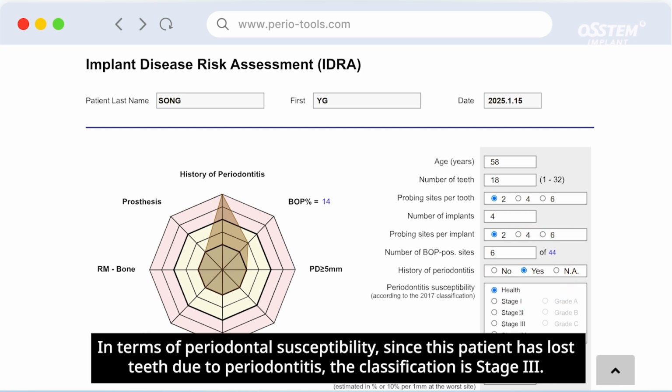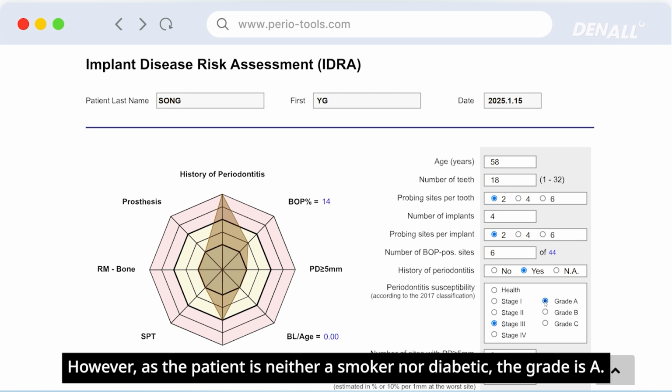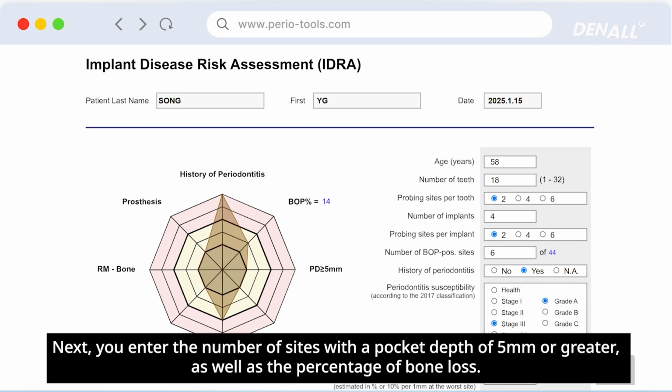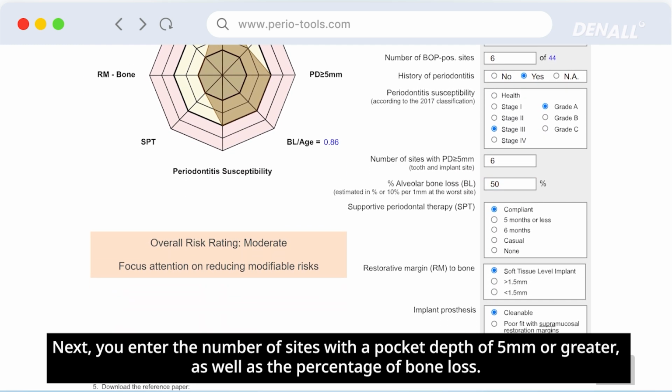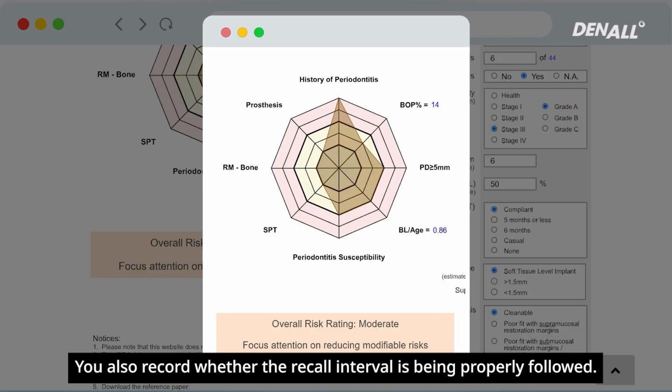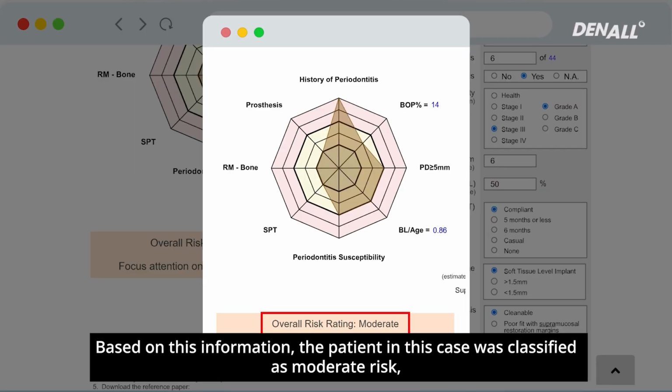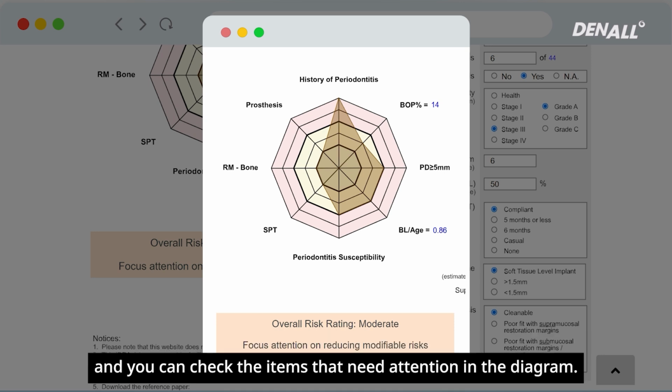In terms of periodontal susceptibility, since this patient has lost teeth due to periodontitis, the classification is stage 3. However, as the patient is neither a smoker nor diabetic, the grade is A. Next, you enter the number of sites with a pocket depth of 5 mm or greater, as well as the percentage of bone loss. You also record whether the recall interval is being properly followed. Based on this information, the patient in this case was classified as moderate risk, and you can check the items that need attention in the diagram.